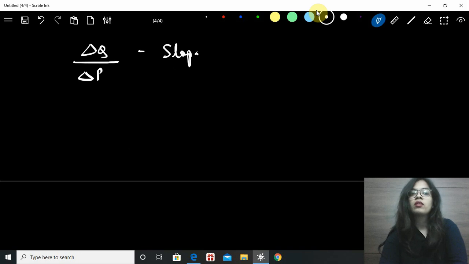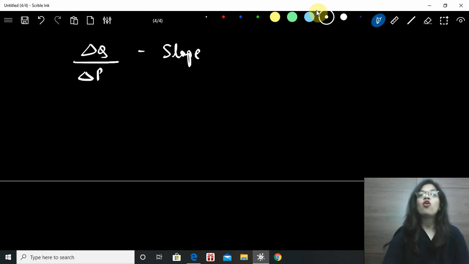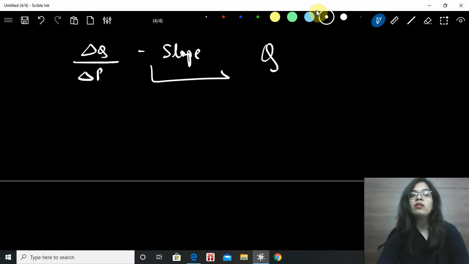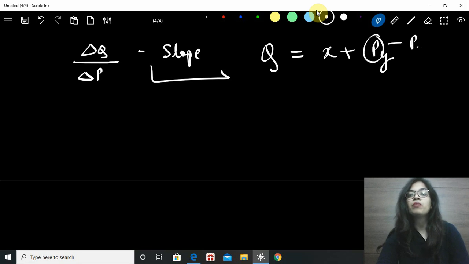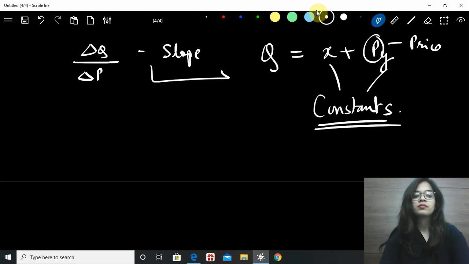So from this we got to see that delta Q by delta P is the slope of a line. From this we get the general equation of a demand function. Now we know what a function is. Function is the relative relationship or the concept between two variables x and y. So if I have to put it in the terms of an equation, I can write quantity demanded is equal to x plus py. Now p stands for price, and these x and y's are constants. Right?